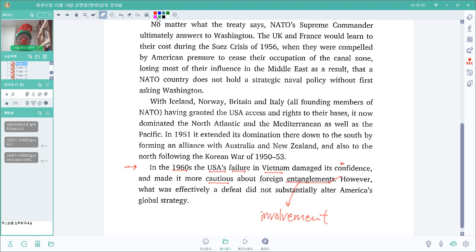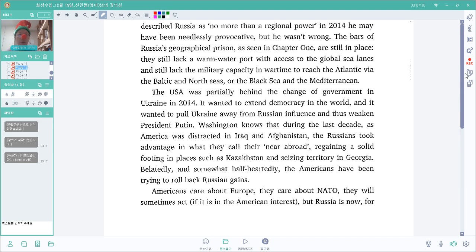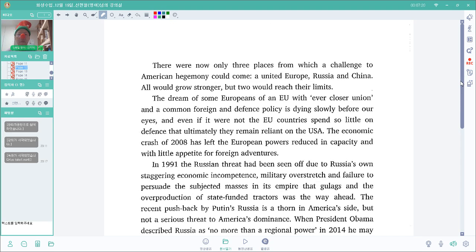However, what was effectively a defeat did not substantially alter Americans' global challenge. Do you remember the meaning of alter? Alter means change. Vietnam's experience doesn't really change America's global strategy. There are now only three places from which a challenge to American hegemony could come. After World War II, America became the richest country in the world. So there are only three places that a challenge to American hegemony, or American order, could come from: Europe, Russia, and China.